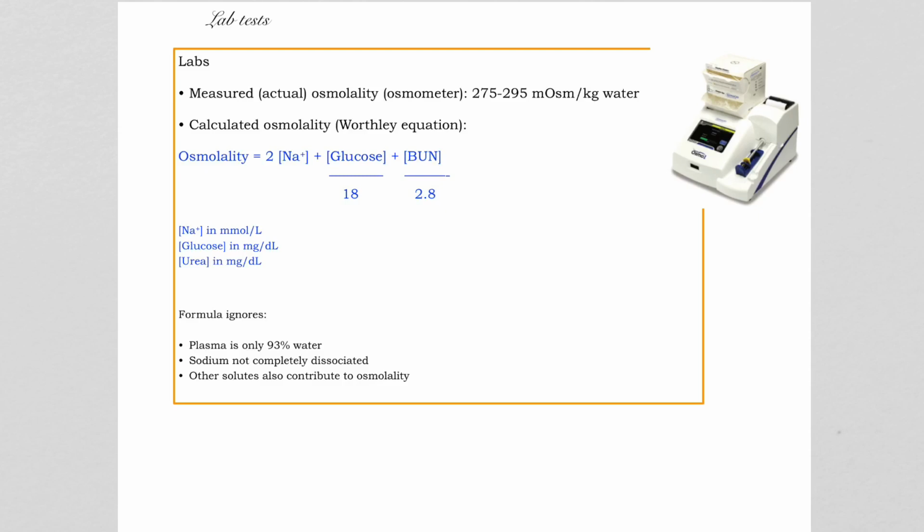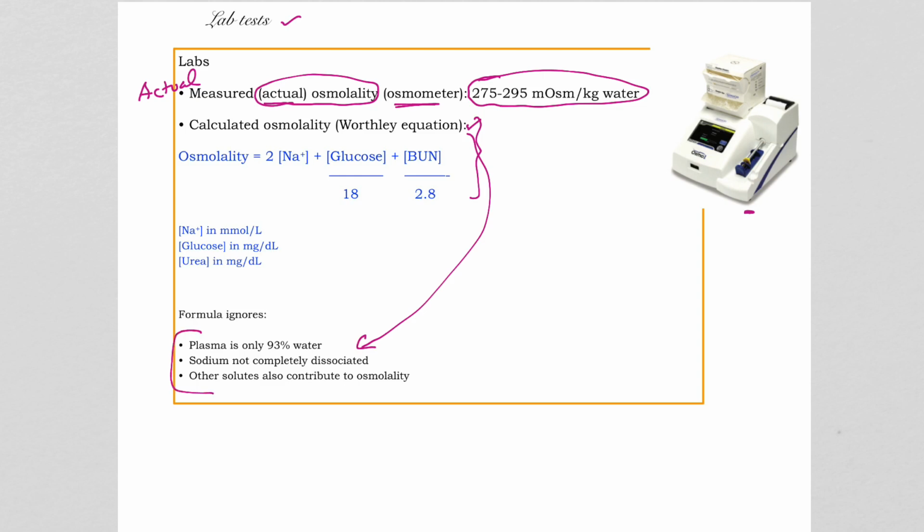Okay, so we have some very important lab tests, and one is the use of what we call osmometers. These instruments actually calculate the real osmolality, the actual osmolality. Okay, so the normal range for plasma osmolarity is around 275 to 295 milliosmoles per kilogram water. Okay, so that's the measured, actual osmolarity measured by this instrument. And then clinicians sometimes use this calculated osmolarity based on either the Wortley equation or some other equations that are out there in literature. This is probably one of the easiest and best equations. Okay, so remember this equation has quite a few limitations. Basically the formula ignores the fact that plasma is only 93% water.